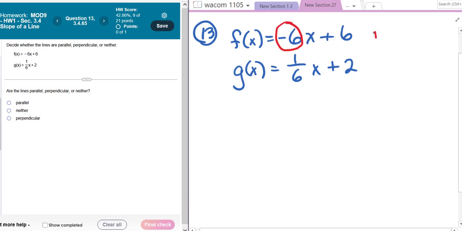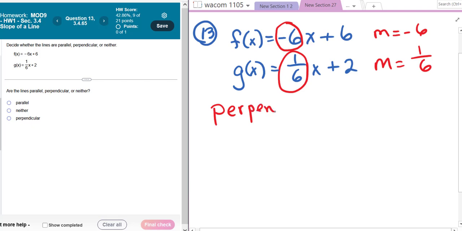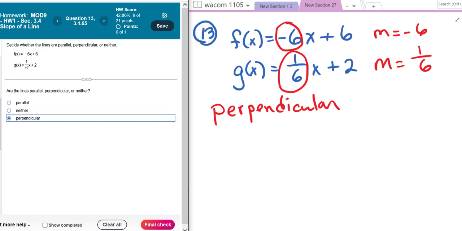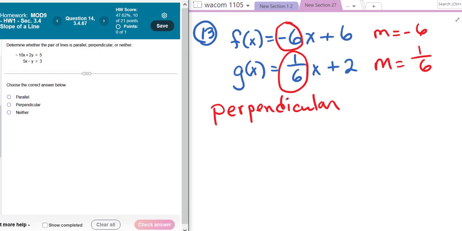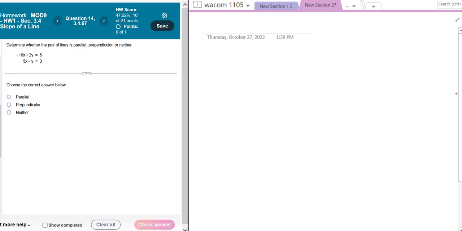Your slope on this one is negative 6. Your slope on this one is 1/6. So they are opposite signs, and you flip them over or take the reciprocal. So these two are perpendicular. Right, and I did do 14 on the list.